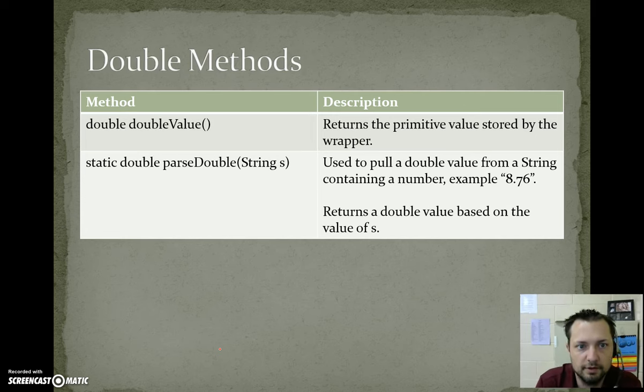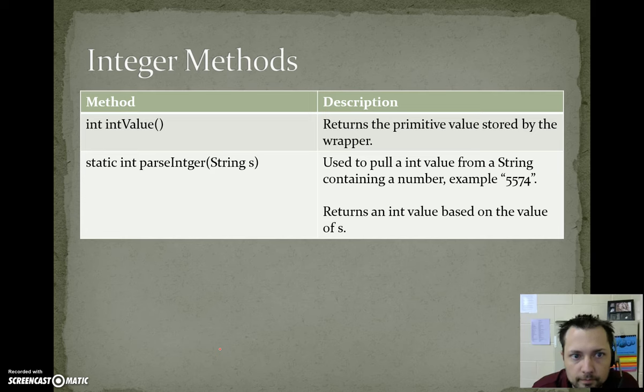Double methods. doubleValue returns the primitive value stored by the wrapper. Double.parseDouble, if you send it a string containing a number with or without a decimal place, it will create a double value based on the value of the string, and it returns that. intValue returns the primitive value stored by the wrapper. Or parseInt, we send it a string, it pulls the integer value from the string.